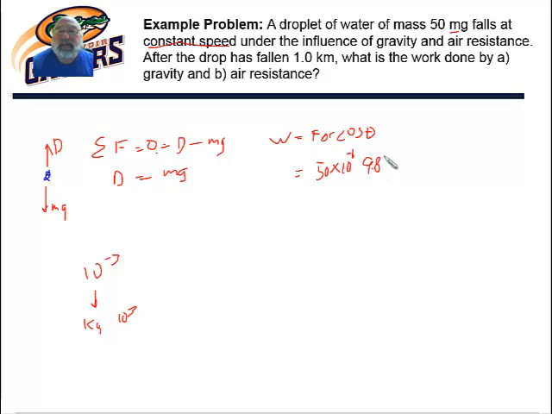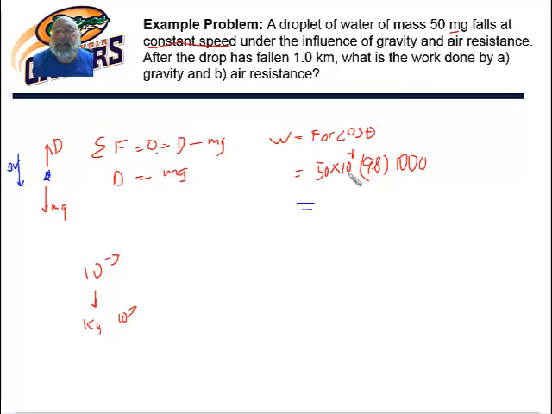times 9.8 meters per second squared times the displacement, which is 1 kilometer. Again, we have to convert that into meters. This one is pretty easy. It's just 1,000 meters. And times the cosine of the angle between the displacement and the force. Well, the water drop is falling. Displacement is down. So gravity is down, displacement is down, the angle is 0 degrees, which means that the cosine of that angle is 1. So I'm just going to leave my equation the way it is.